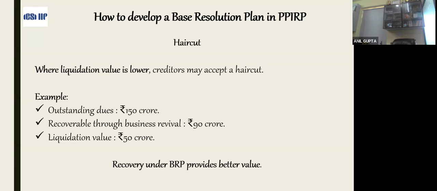Haircut. When the liquidation value is lower, the creditor may accept a haircut. Then only they will accept. If the outstanding dues are 150, recoverable is 90, liquidation value is 50, definitely it is more than 50. Here also, as a resolution professional, whenever you are interacting with the financial creditor, this is to be highlighted. Okay, sir, if you are not accepting the base resolution plan, you will get only 50 crores. And if you accept the base resolution plan, you will get 90 crores. Which do you think is better? That is to be highlighted. The recovery under BRP provides a better value.